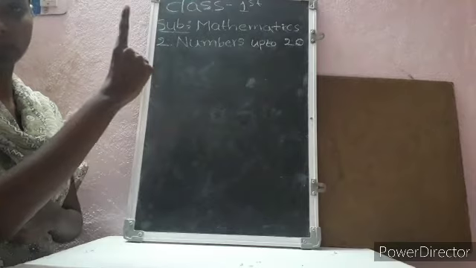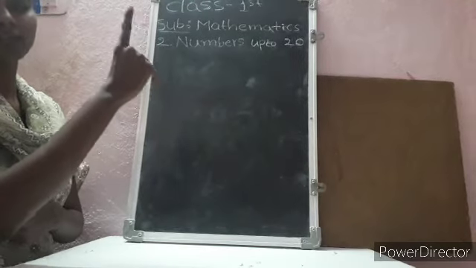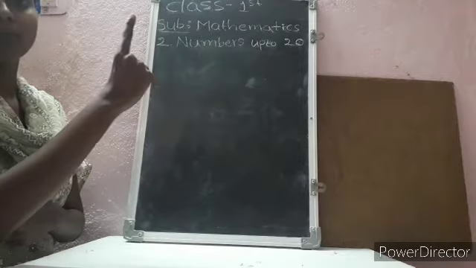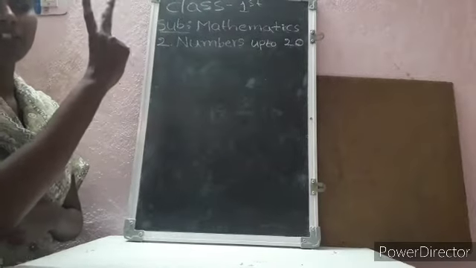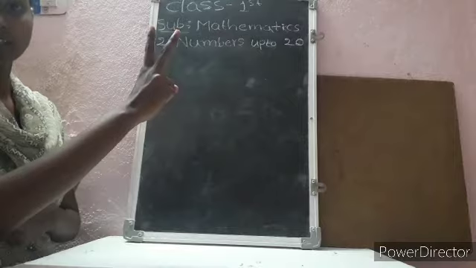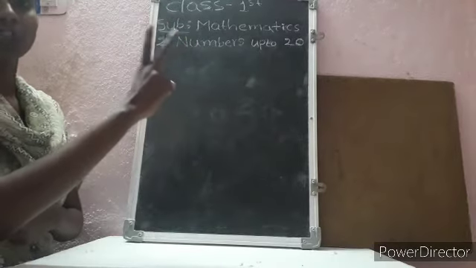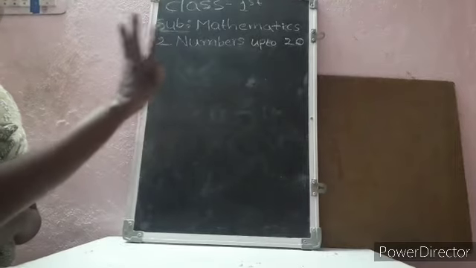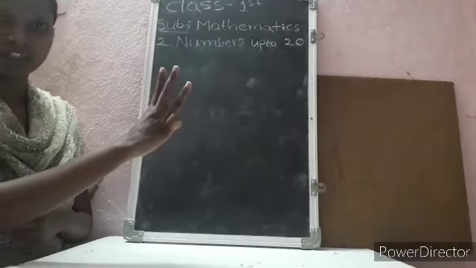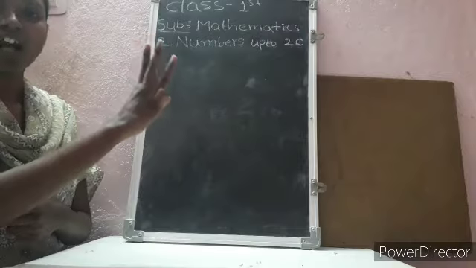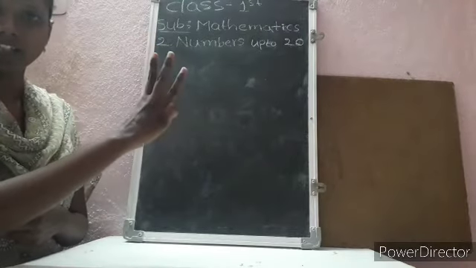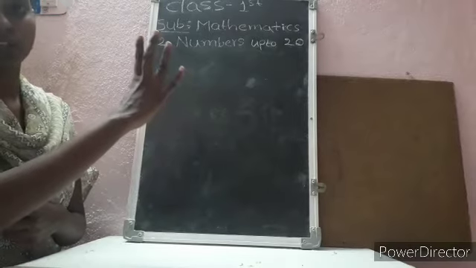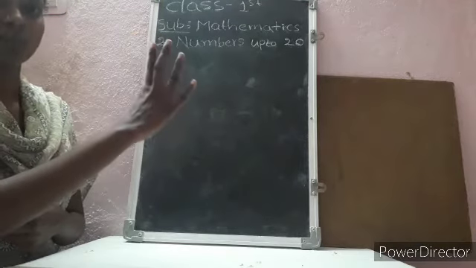This is the ring finger. So if I raise one ring finger means one, O-N-E, one. And next if I raise two fingers means two, T-W-O, two. And if I raise three fingers means T-H-R-E-E, three. And if I raise four fingers means four, F-O-U-R, four.